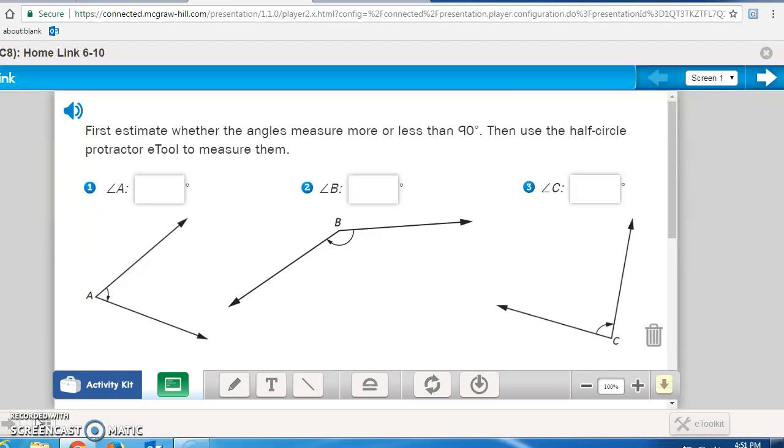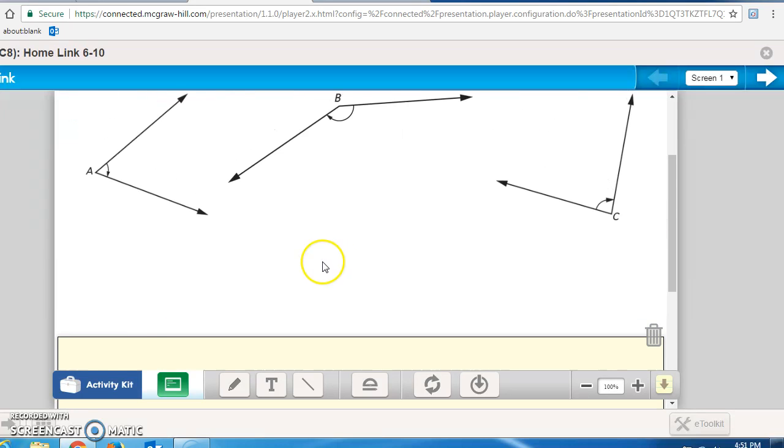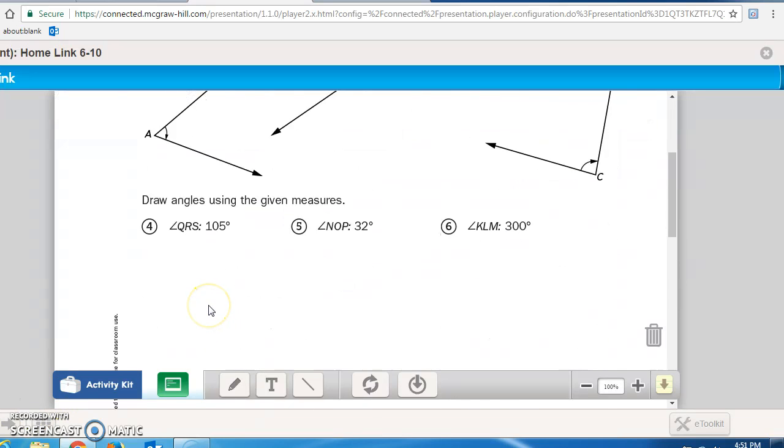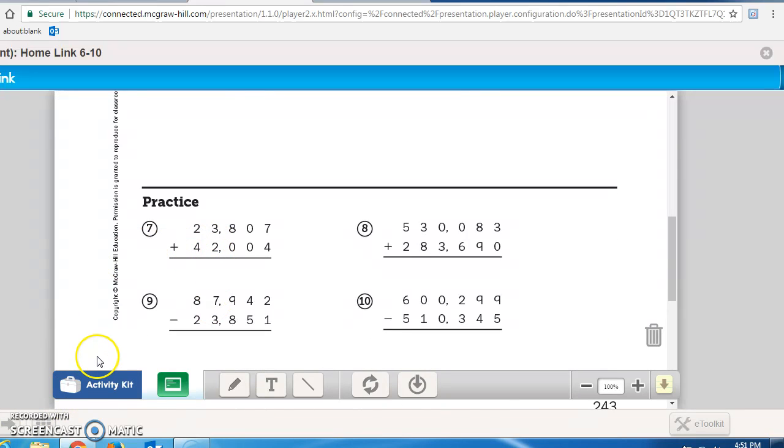Your final instruction for lesson 610 is for you to do Math Masters, page 243. So go to the file, pull out Math Masters, page 243, and it simply states estimate whether the angle measures are more or less than 90 degrees. And you're going to put that estimate, your guess here, in these boxes. And then use the half circle protractor to measure them. That's what you're doing for all of those. You need to finish Math Masters, page 243, and then bring it up to me so I can check it. That's exactly what the directions tell you. And at the bottom, you are going to be adding.